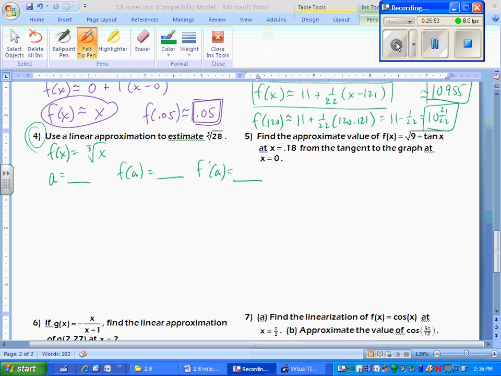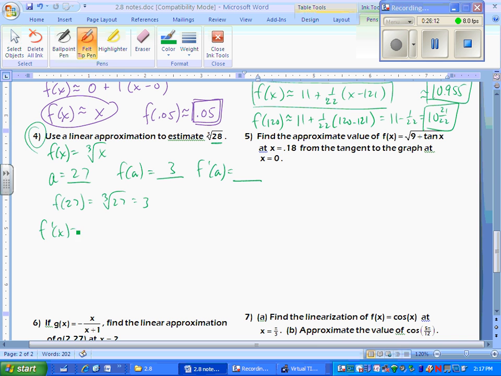Sorry if you're not finished. For this one, f of x is the cube root of x. A value close to 28 that we can take the cube root of is 27. So f of 27 will be the cube root of 27, which is 3.